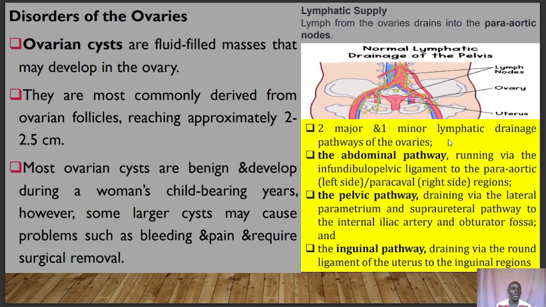The ovaries are also affected by some conditions, and one of the major conditions that affect the ovaries is ovarian cysts. Ovarian cysts are fluid-filled masses that develop in the ovary. They most commonly derive from the ovarian follicles, and they could reach approximately 2.5 centimeters. Most ovarian cysts are benign and develop during a woman's childbearing years. However, some larger cysts may cause problems such as bleeding, pain, or require surgical removal.